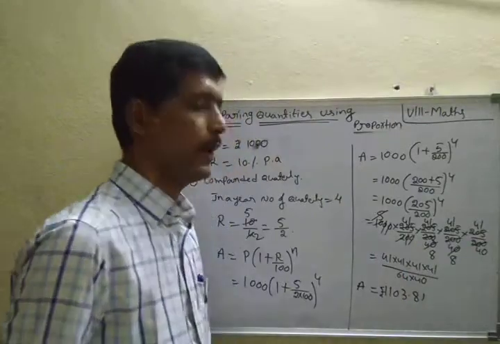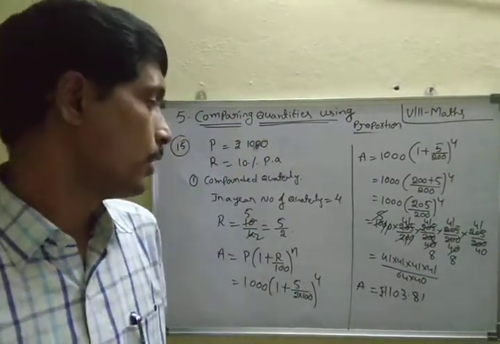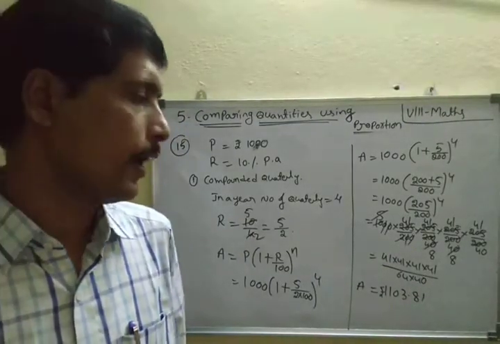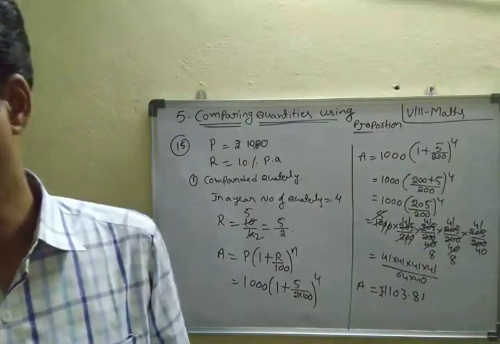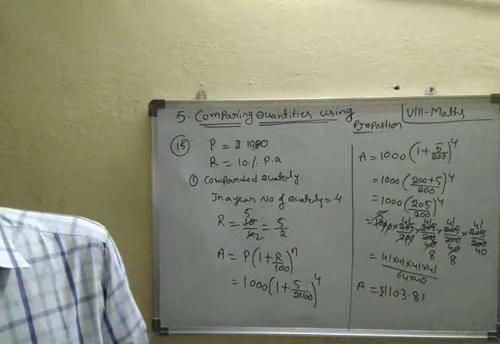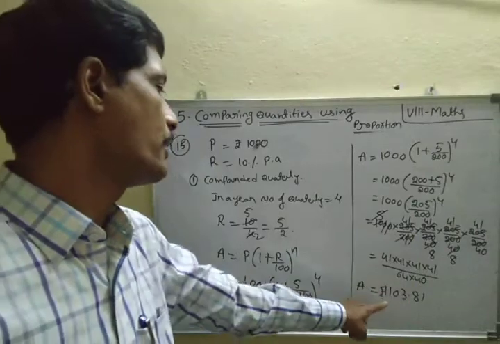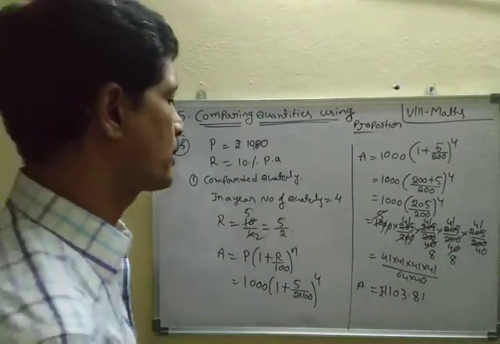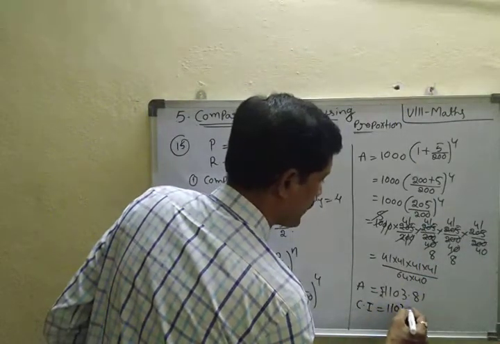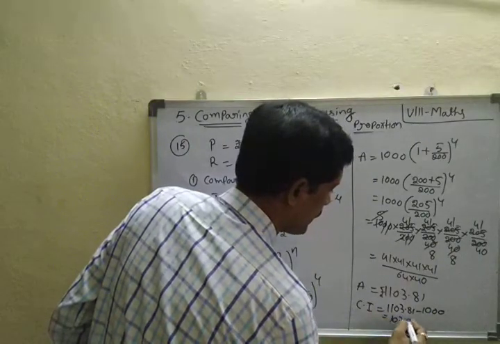Therefore, after 1 year, the amount equals how much? That is 1103.81, or 1104 rupees. Therefore, you are asking for only the interest, that means compound interest, which is this minus 1000 rupees. Compound interest equals 1103.81 minus 1000, that equals 103.81 rupees.